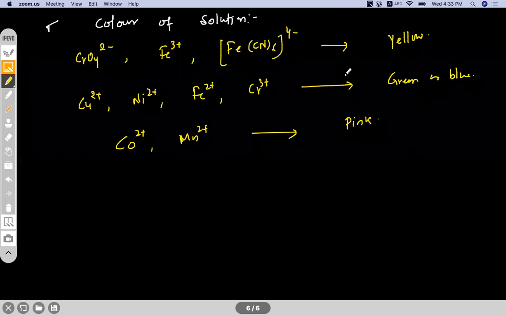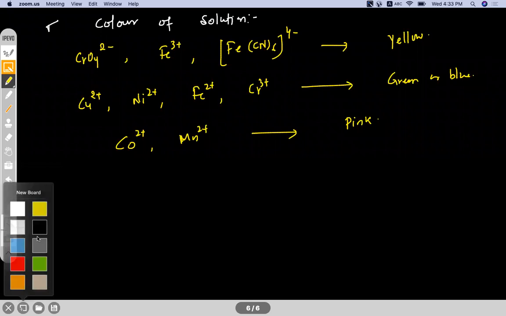Further, we have the next step, that how do we detect each and every ion here? So for detection of each and every ion, the entire qualitative analysis here is classified into groups, that we discuss under anions. Analysis of anions.